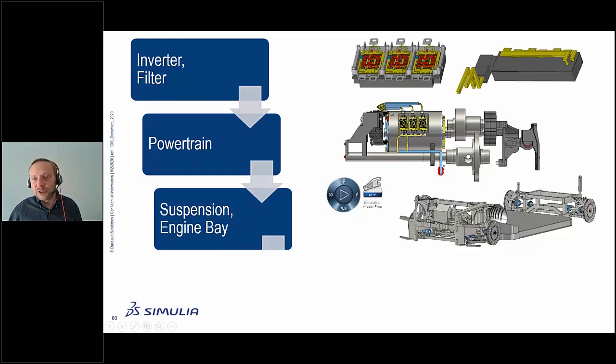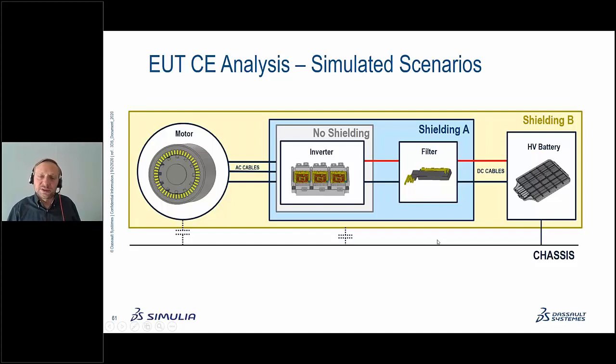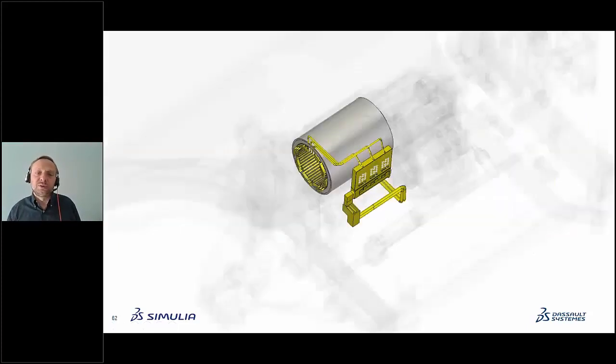Now let's put it into the engine bay. So of course, again, the geometry is becoming more complex, and what we would like to test is a few different shielding strategies. We have three different cases: no shielding, one case where we have a simple shielding around the inverter and the filter, and one where everything is fully shielded. Of course, it's a little bit unrealistic to have everything shielded, but it's a kind of proof of concept that it's possible to simulate this.